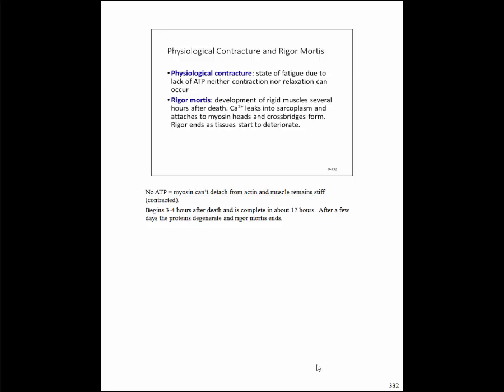Rigor mortis, we talked about that before, starts within a few hours after death, and then it's done in about 12 hours. So when we die, what happens? Calcium is in the extracellular fluid, but when we die, our plasma membranes weaken, and calcium enters and binds to all those troponin, right? And then the myosin heads attach with whatever ATP is available at the time, and then they get stuck as ATP runs out. But then over time, all the proteins start to break down after death, and actin and myosin no longer attach, and then the body turns to mush.